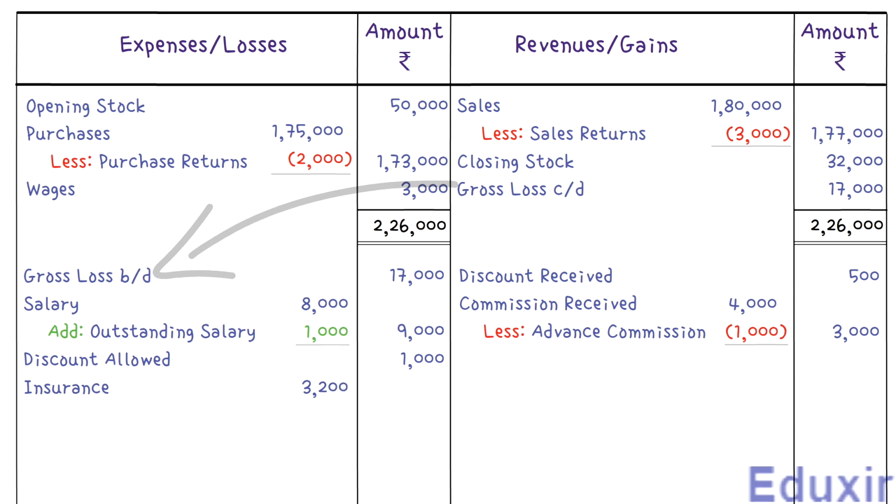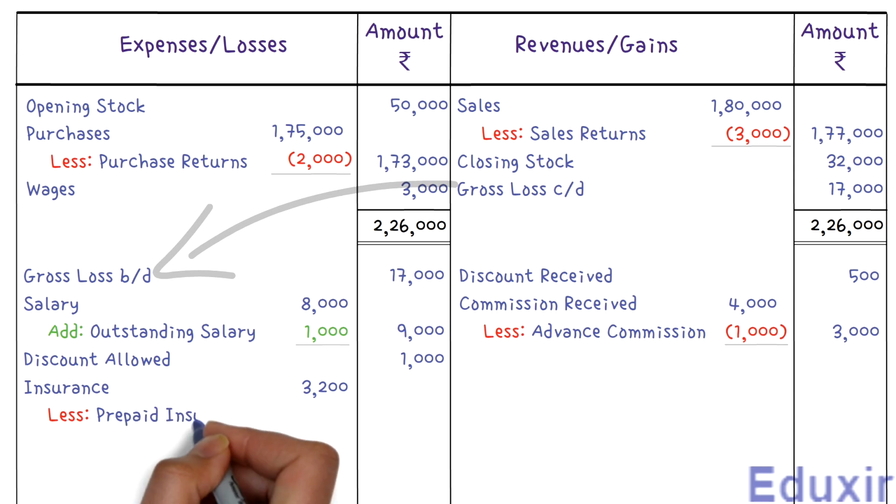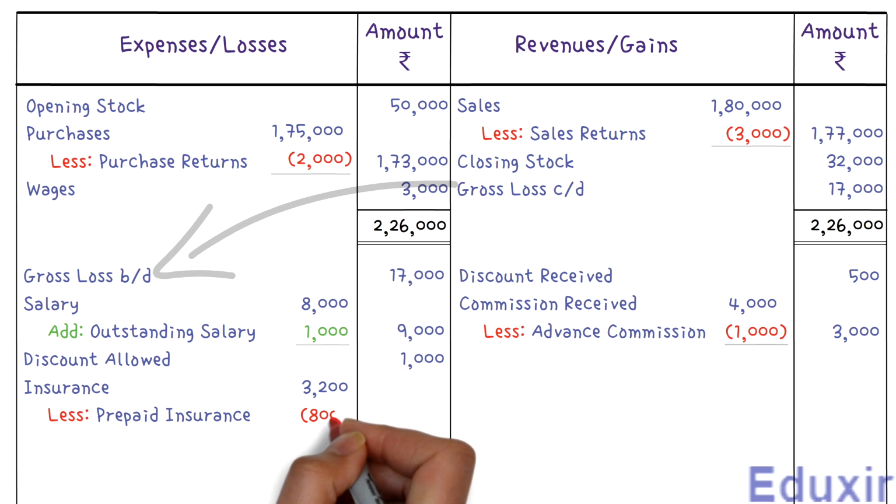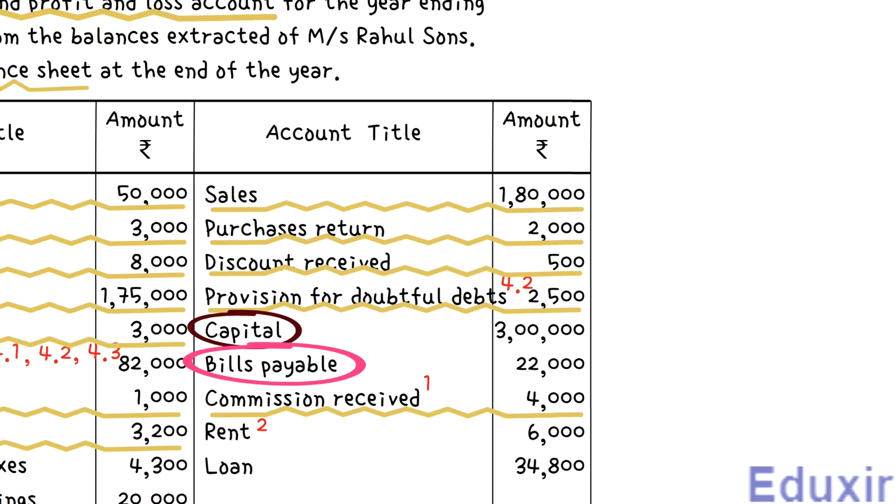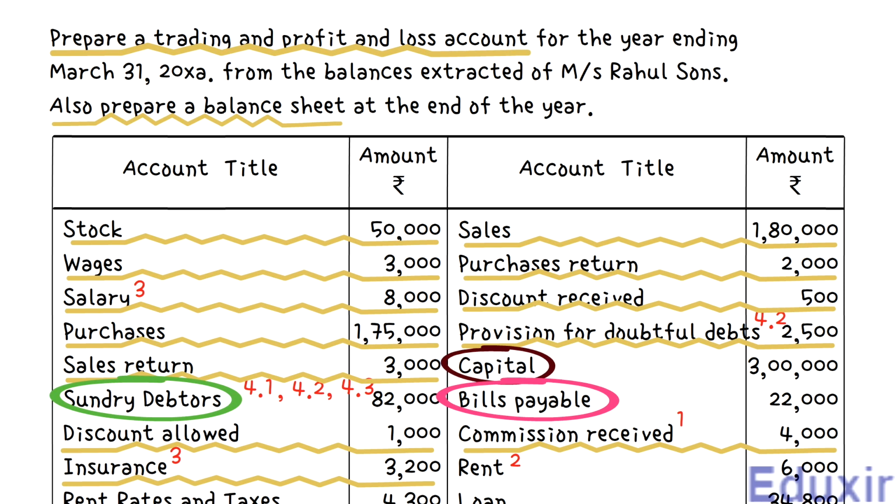From this insurance expense, we should lessen the prepaid insurance as it belongs to the next accounting period. The corresponding amount is 800 rupees. Now, from 3,200 rupees, if we subtract 800 rupees, we get 2,400 rupees, which we write in the amount column. With that, we have completed the posting of the insurance related entries into the profit and loss account. Let's now take up the next entry in the trial balance.